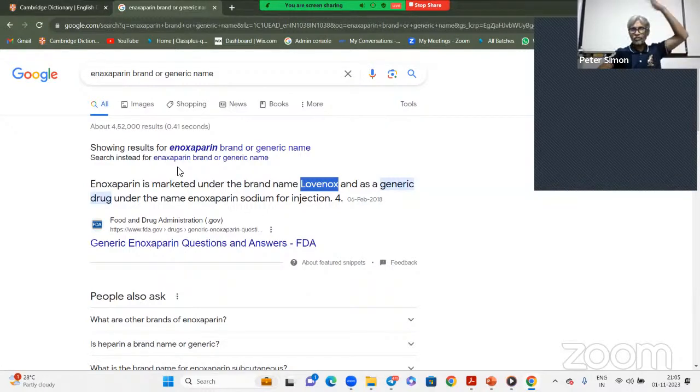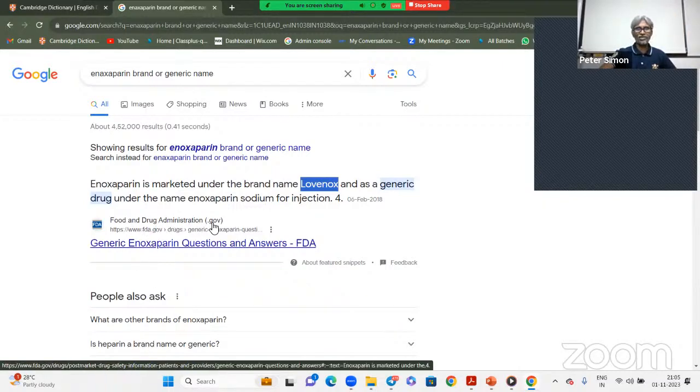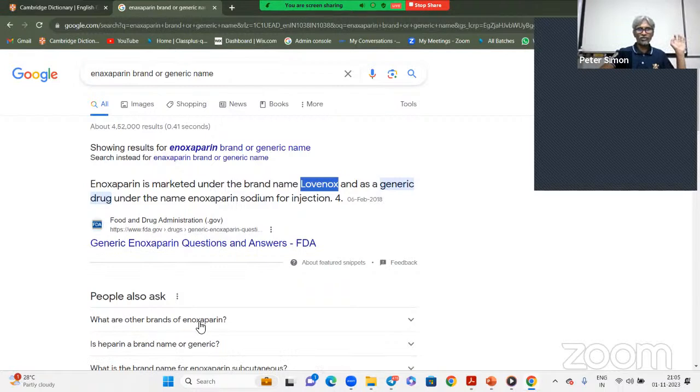I don't know, I'm not a specialist. See here, generic enoxaparin, Food and Drug Administration. This is a government website, which government I don't know. What are the other brand names of enoxaparin? One is Lovenox, brand name with a capital L, but enoxaparin is a small letter. That is number one mistake. And the spelling is E-N-O, not E-N-A. So two spelling mistakes you have done.